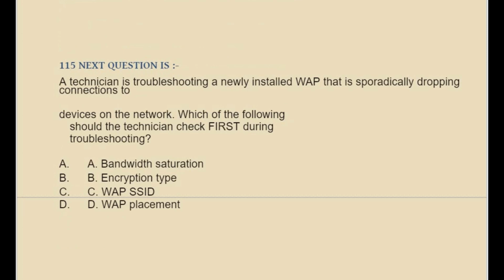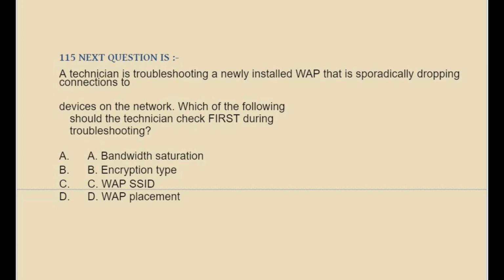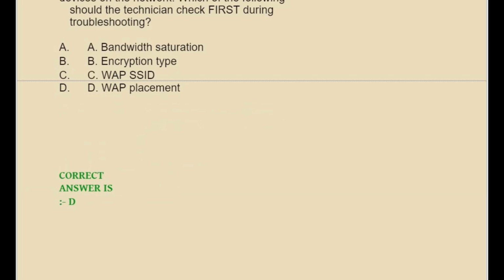Question is, a technician is troubleshooting a newly installed WAP that is sporadically dropping connections to devices on the network. Which of the following should the technician check first during troubleshooting? Option A bandwidth saturation, Option B encryption type, Option C WAP SSID, Option D WAP placement. Correct answer is option D.